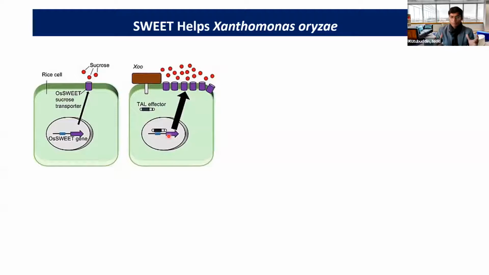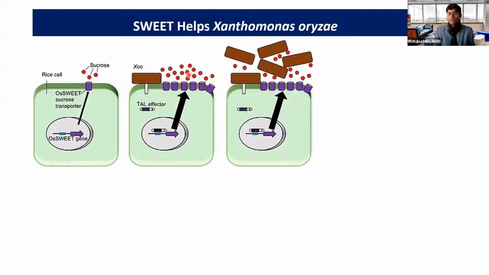So the more protein will be produced, and there will be more transporters in the membrane. As a result of this larger number of transporters, more sucrose will be transported outside of the cell. So now the bacteria is very happy because this bacteria uses sucrose or other sugars as their nutrition. As they have an abundance of nutrition, they will grow vigorously and they will infect that rice plant more. So this is how they use the rice gene for their own benefit.